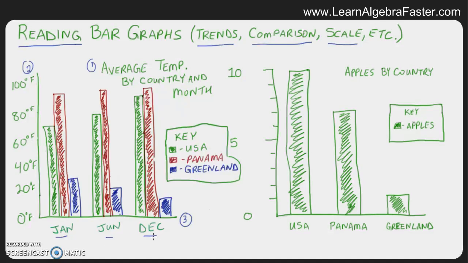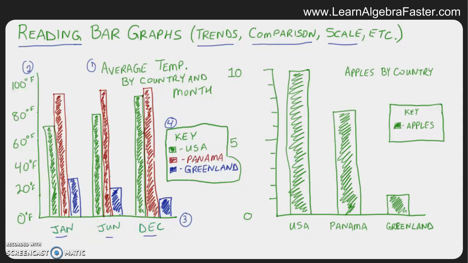And I just made all this data up. This isn't scientific. It's just an illustration. So the months that we're actually measuring are January, June, and December. And then the fourth part of this graph to help us read it is the key, and that shows us that the green bars are for USA, the red bars are for Panama, and the blue bars are from Greenland.